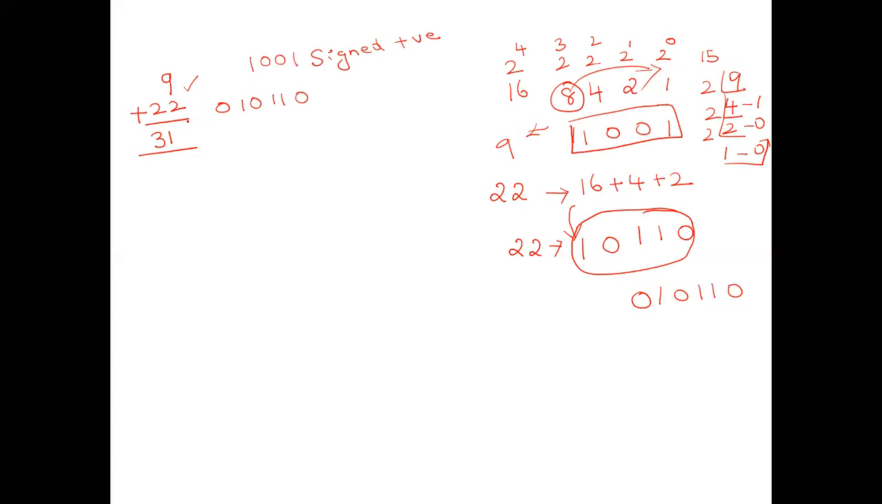So you have to take which number needs the maximum bits. 22 needs the maximum bits. So 9 will be converted into the equivalent number of bits to represent 22. I will add 2 more 0s. Now you add: 1 plus 0 is 1, 0 plus 1 is 1, 0 plus 1 is 1, 1 plus 0 is 1, 0 plus 1 is 1, and 0 plus 0 is 0.